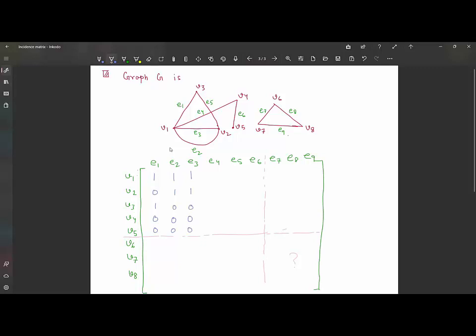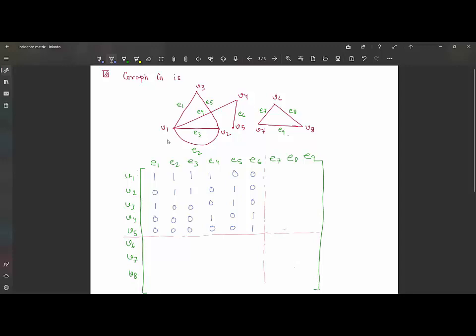And E4 is connected with V1 and V4, so V1 and V4, and these values are 0. E5 is connected with V3 and V2, so V2 and V3, and these values are 0. E6 is connected with V4 and V5, and the other values are 0. After that, complete this part.